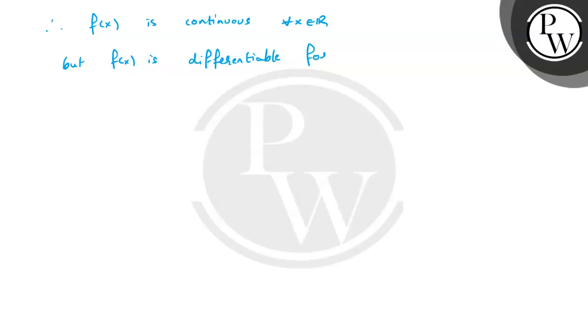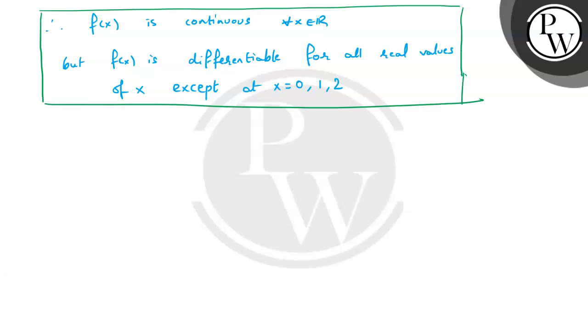So therefore we can conclude that the function f(x) is continuous for every x in the set of real numbers, but f(x) is differentiable for all real values of x except at x equals 0, 1 and 2. So this is our final answer.